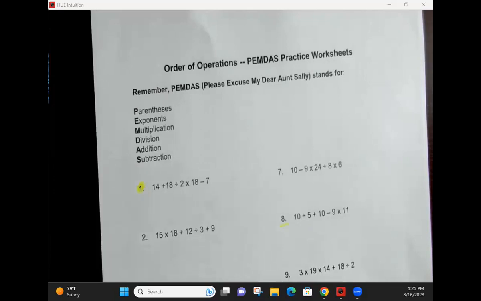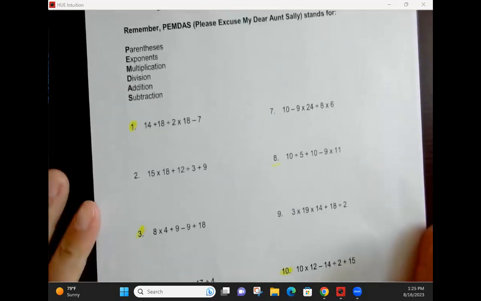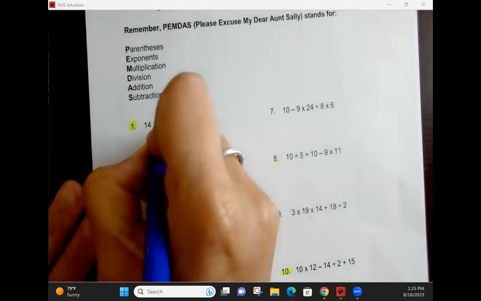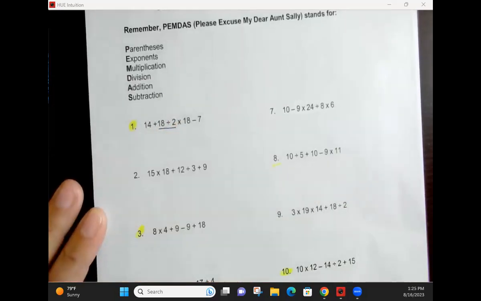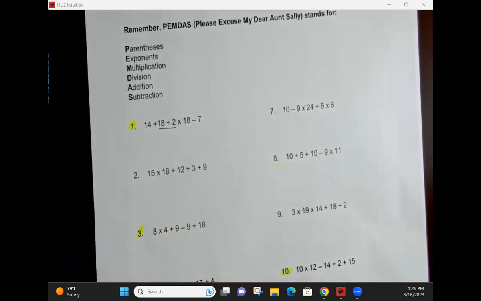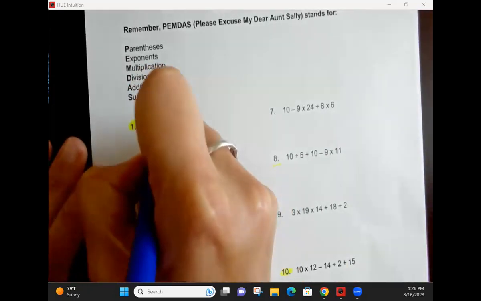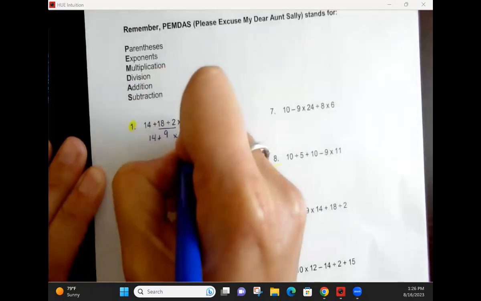So let's take a look at number 1 to start. What's the first thing I want to tackle for number 1? The first thing I want to do in this list. Division, right? I have multiplication and division. They're equally important, so I do them in order from left to right. So I'm going to start with the division because it comes first. 18 divided by 2 gives me 9. Very good.